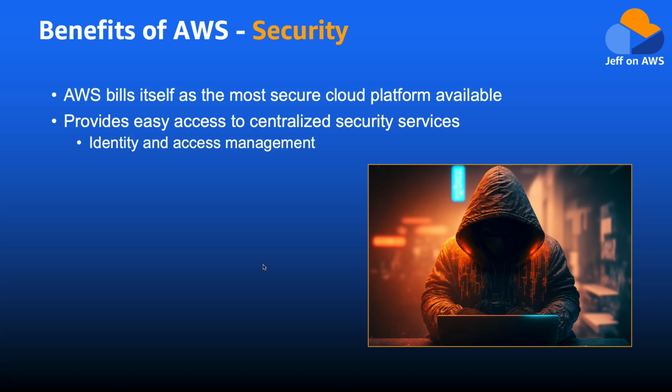One is Identity and Access Management, also referred to as IAM. This is basically your user accounts and how you control who has access to what within the AWS environment, and it is very granular. You have discrete control over what services, what features, and what environments your users have access to.